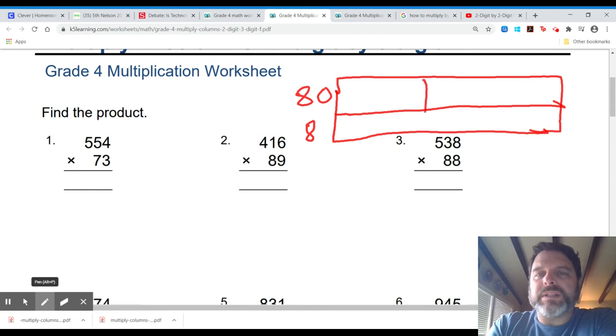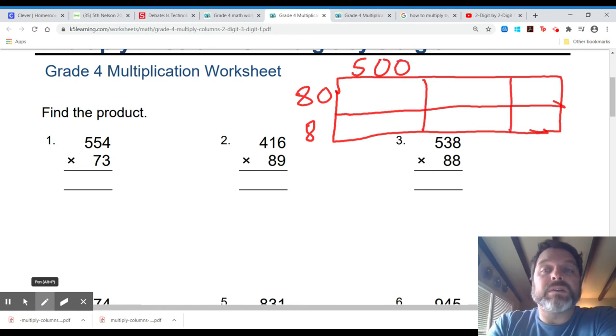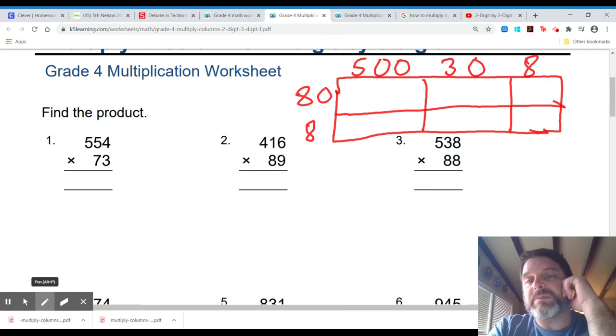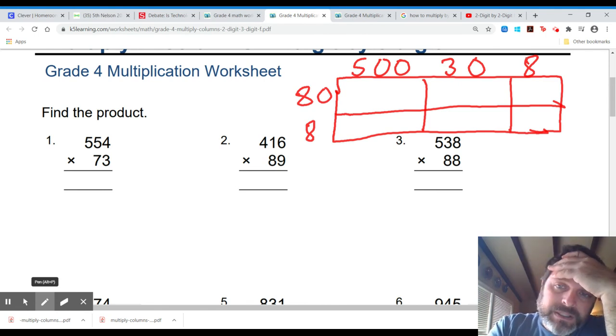And then going across, I have 500. Okay, 30, and then we split it up. So we're basically splitting all the numbers up into extended notation. So 500, 30, and 8. So the first box we do 8 times 5, which I know is 40. And then we add all the zeros. Remember our shortcut? Then we go 1, 2, 3 extra zeros. We're going to add it. And it's 40,000.